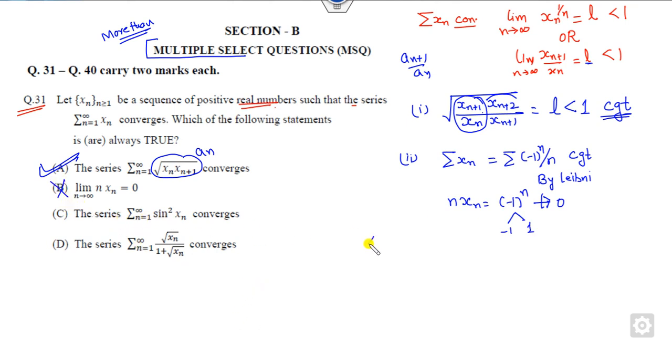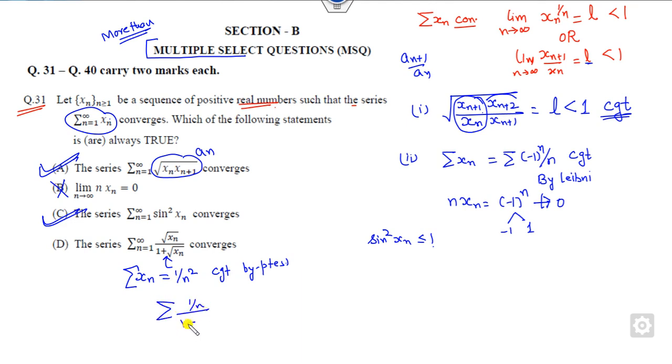What about the series of sine square? We all know that sine square is always less than 1, and its limit always lies between finite values, so it is convergent. Again, if in this case xn is 1 by n square, clearly this is convergent by the p test. But if I substitute this xn here, what will happen? This is nothing but 1 by n. Is this series convergent? No, this is a divergent series by using the p test. Therefore this option is cancelled out. The correct answers are A and C.